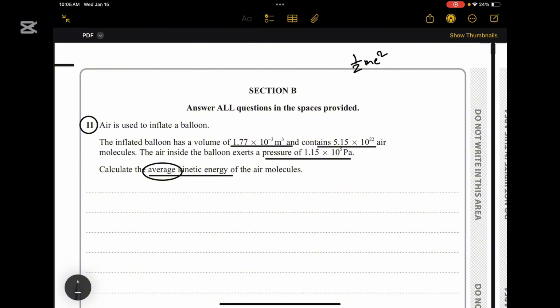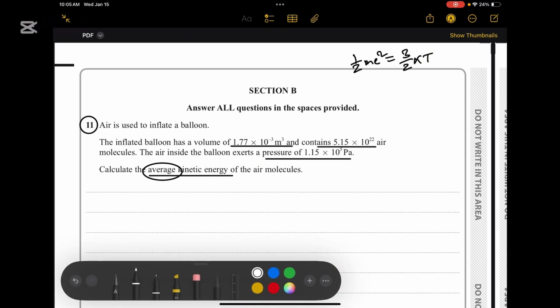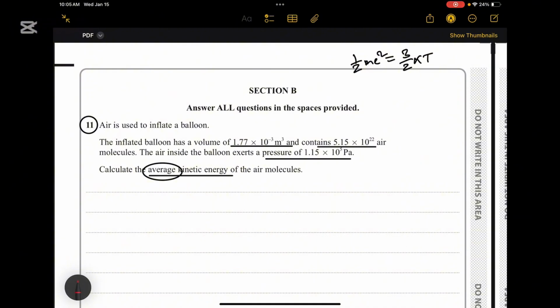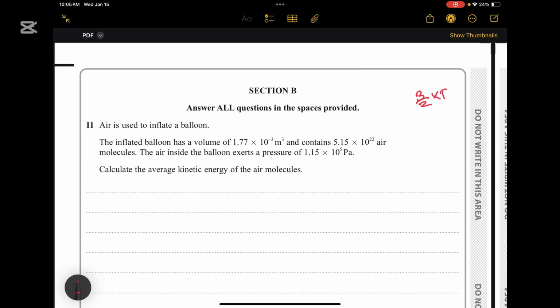half mc squared is equal to 3 by 2 kT. This is the formula. Now they have asked us to find the average kinetic energy. So we know half mc squared is our average kinetic energy. So we can write it down as average kinetic energy is equal to 3 by 2 kT.